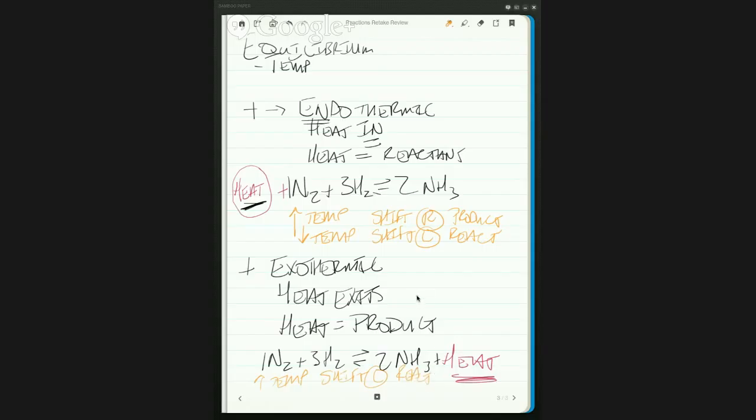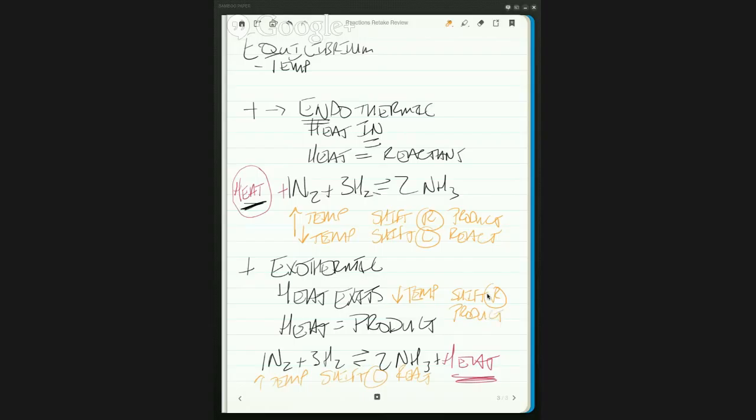I might as well just do it right here because I'm running out of space at the bottom. If you decrease the temperature, it's like you're pulling away from that, which means the teeter-totter is going to go up on the right side. So if you decrease temp, it's going to shift right to the product side.